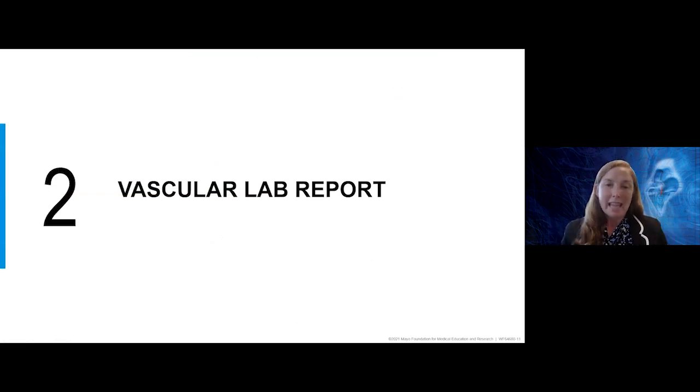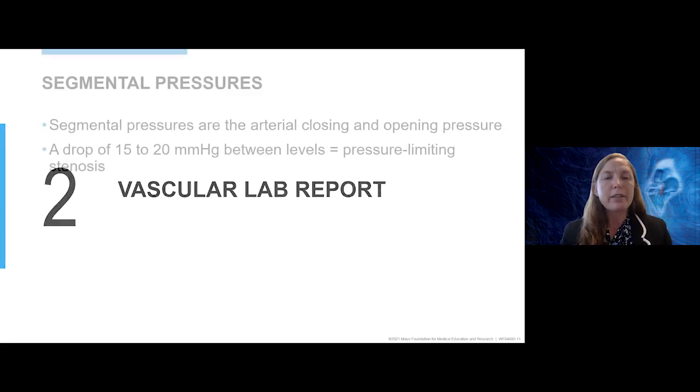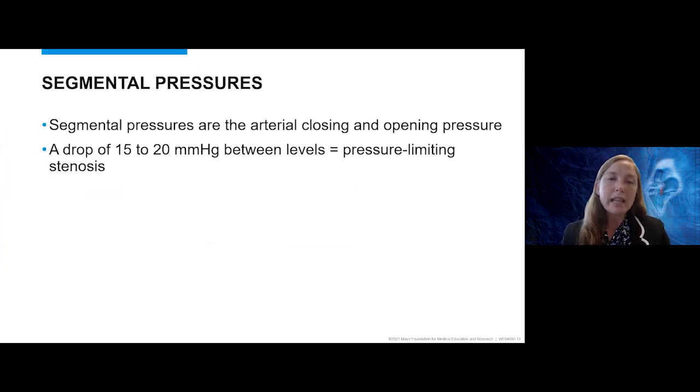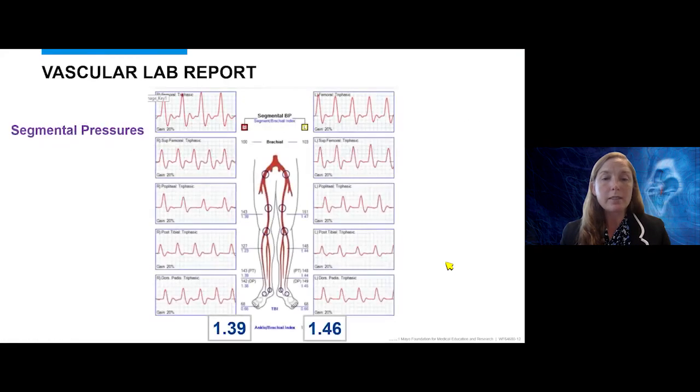So we get the ABI value on the vascular lab report, but what other information do we get? Well, we get information about segmental pressures. And so that's really going to be that systolic pressure, that arterial closing and opening pressure. And we're looking for a drop of 15 to 20 millimeters of mercury between different levels, where those blood pressure cuffs are up and down the legs. And that would be a sign of a pressure limiting stenosis.